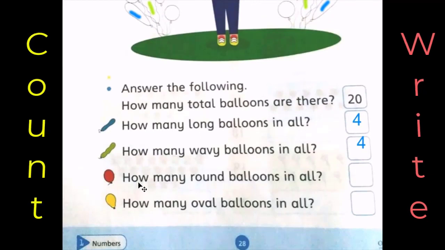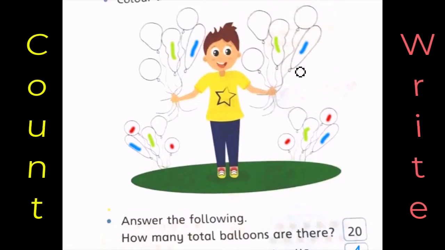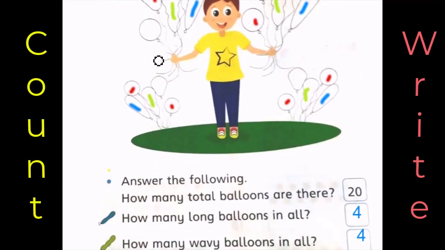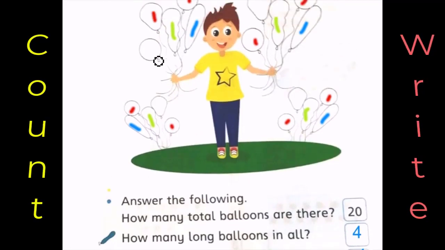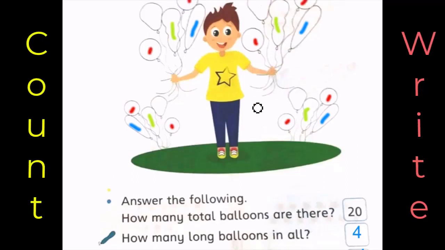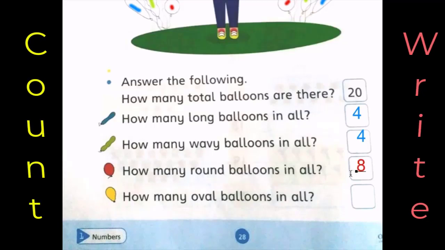Yes. Next sum is how many round balloons in all? So let's count. 1, 2, 3, 4, 5, 6, 7. No, is this round? No, this is not round. So you can erase that. That is not round. Yes, this is round. So how many balloons are there? There are 8 round balloons. So you will write number 8.